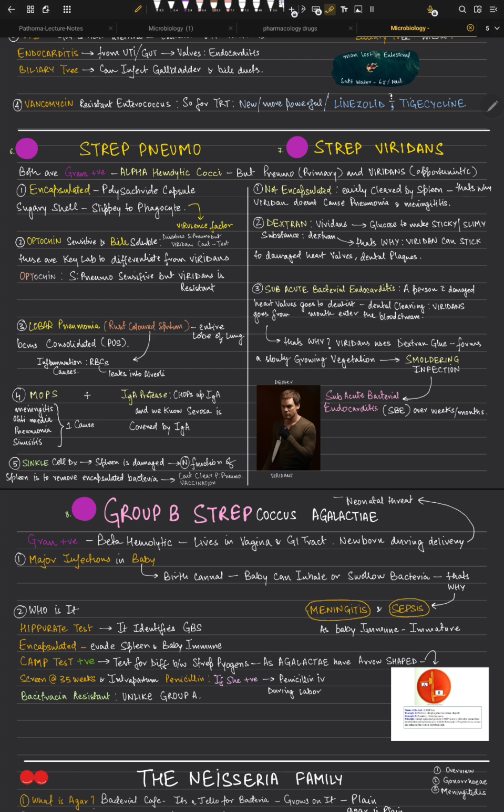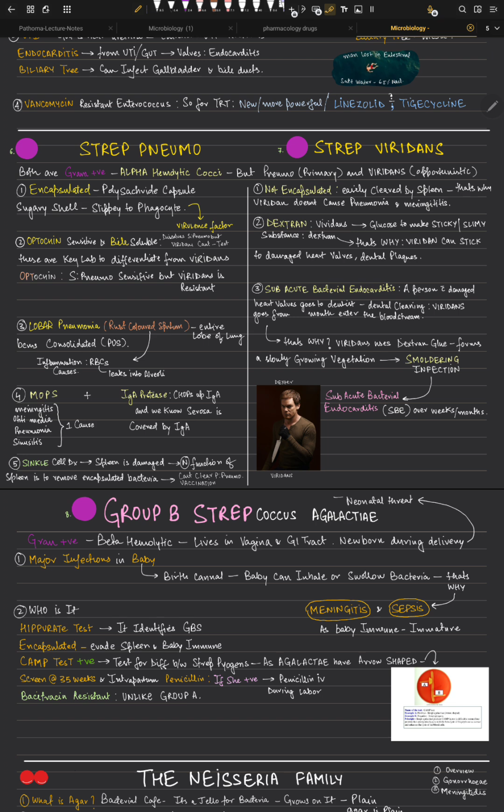Strep pneumoniae, on the other side, pneumococcus, whatever you want to call them, are also present in the nasopharynx, right? But they are a primary pathogen. They invade tissue, even in some healthy hosts. Okay, so I hope we are able to understand this conceptual difference between strep pneumo and strep viridans.